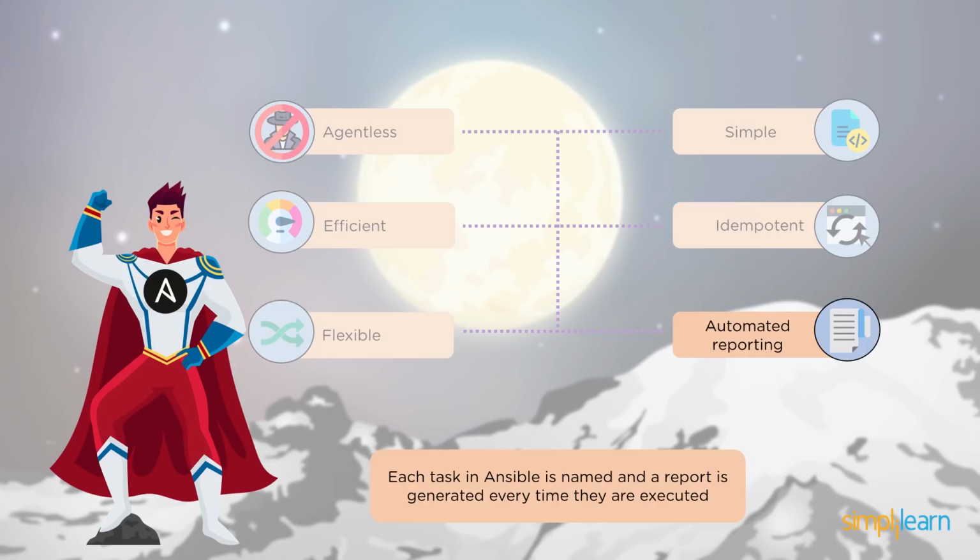And finally, we have automated reporting. So in case of Ansible, your playbook has a number of tasks, and all these tasks are named. So whenever you run or execute your playbook, it gives a report on which tasks ran successfully, which failed, which clients were not reachable, and so on. All this information is very crucial when you're dealing with a very large infrastructure.